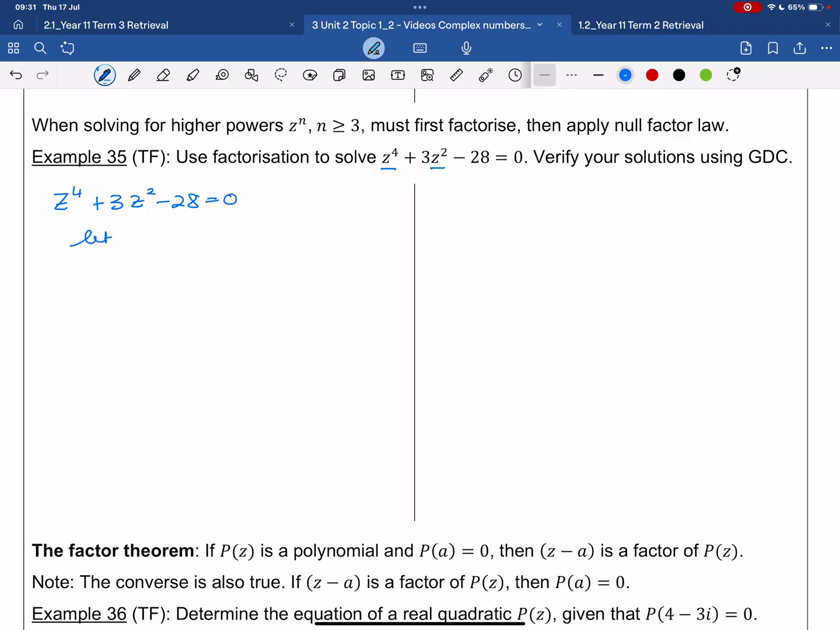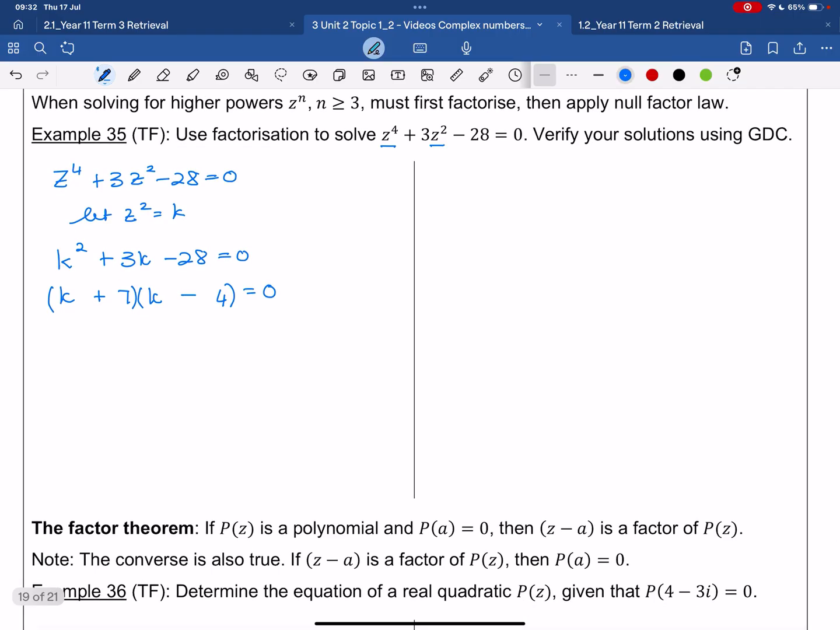I'm going to say let z squared equal k. So now what I've got is k squared plus 3k minus 28 equals 0. And 7 4s are 28, and 7 minus 4 is 3. That's going to work. And so I can have k and k, 7 and 4, plus 7 minus 4.